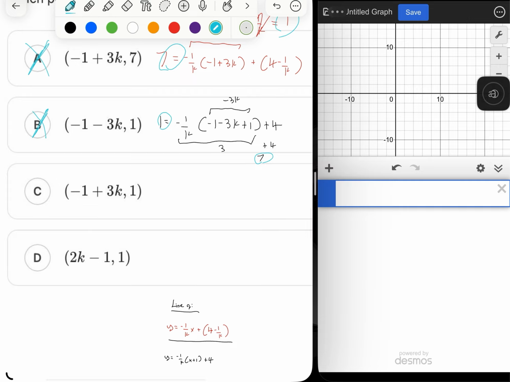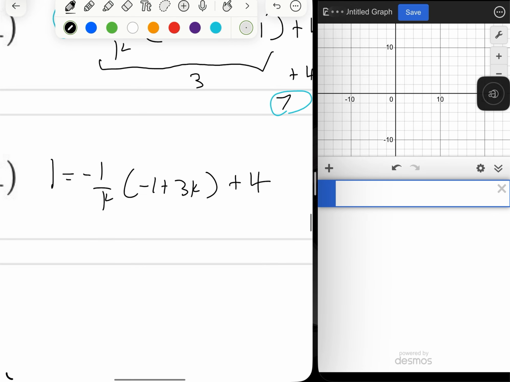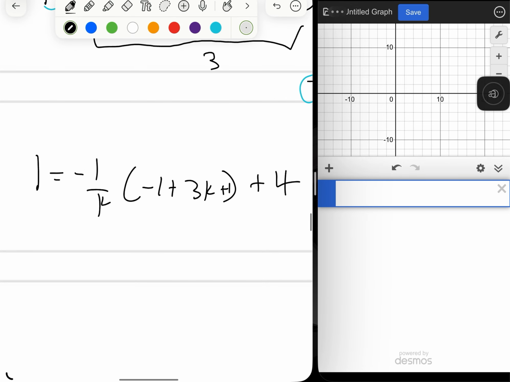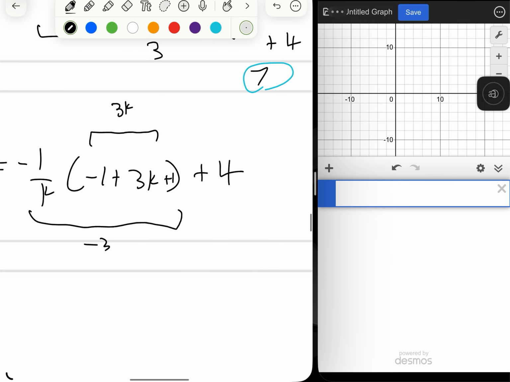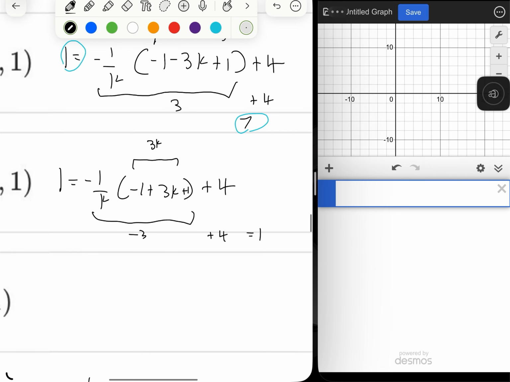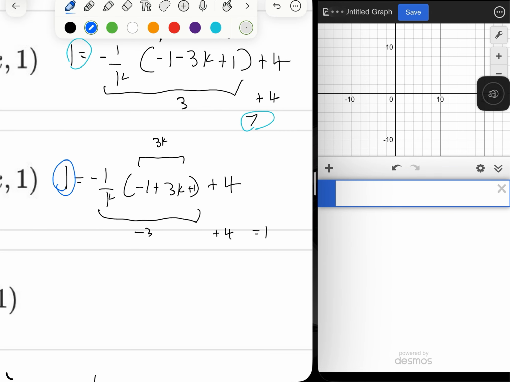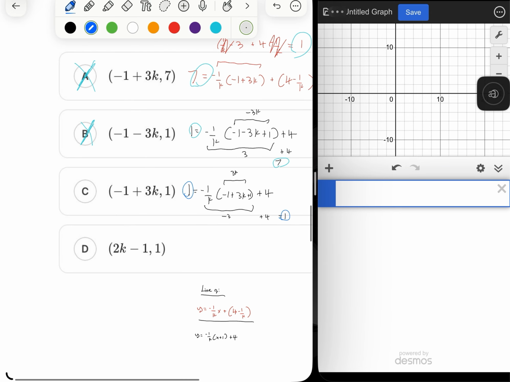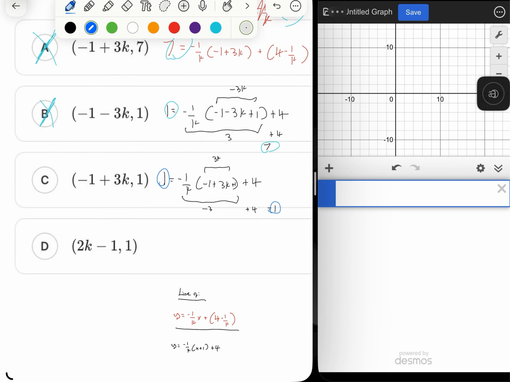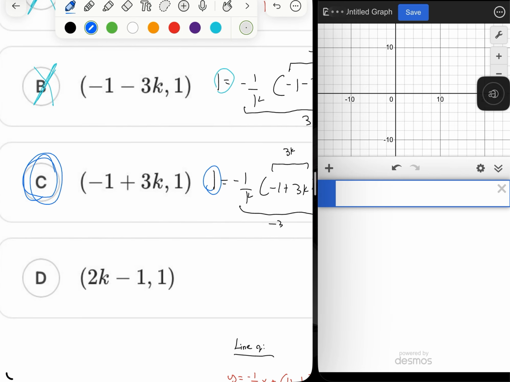And now let's look at answer choice C. So we have, once again, 1 equals -1 over k times (-1 plus 3k), and then plus 4. Oh yeah, we have to add the plus 1 here. This part here becomes 3k, this becomes -3, you have to add the 4, that becomes 1. And now you see that these match. That 1 here equals that 1 here. The equation holds true. So therefore, we know answer choice C is going to be our answer.